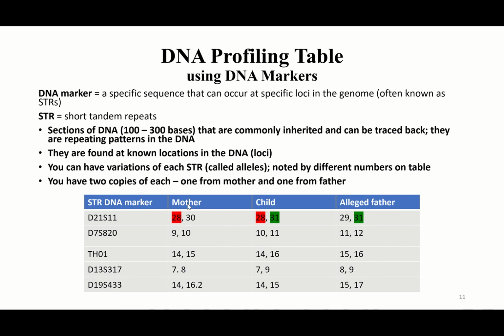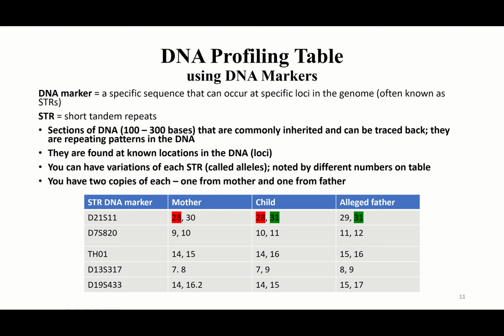And we keep moving. Mother, 28, 30. What does that mean? Well, that means at this site, D21S11, the mother in one of her chromosomes has 28 repeats, and in her other chromosome has 30 repeats. Because humans have two chromosomes, they come in a pair. That's how it works. And the alleged father at the same site will have 29 repeats in one of his chromosomes, and in his other chromosome will have 31 repeats.